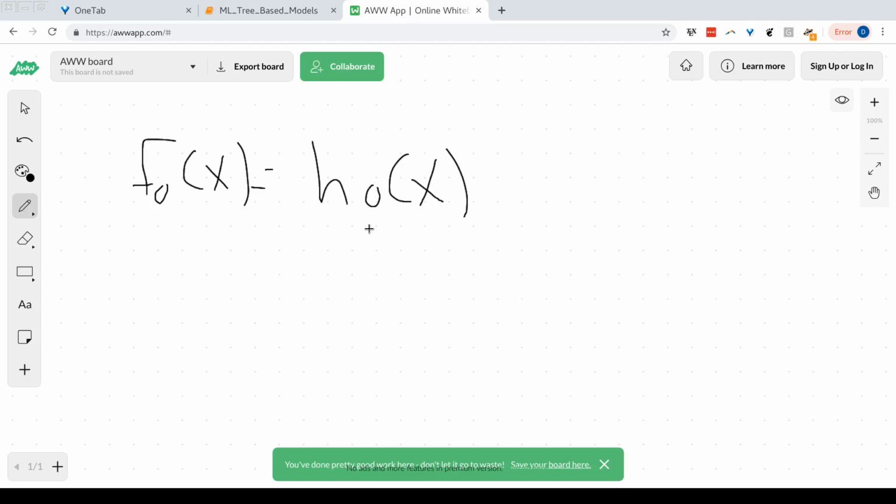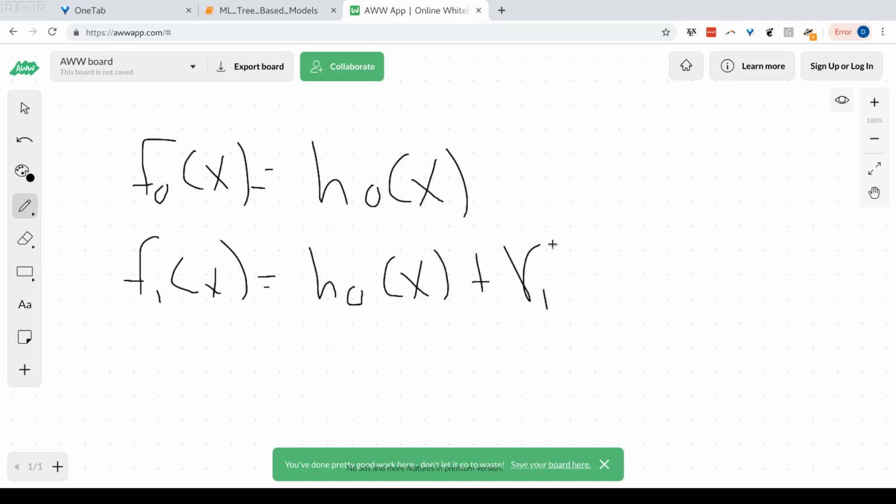Okay, so now we want to construct a better model of the following form. We have our original model plus a new model. So this is an additive model. h of 1 represents the new model, a new tree we're going to add in this process, and gamma 1 represents the scaling. How much is this new model going to contribute to the value we're trying to predict?